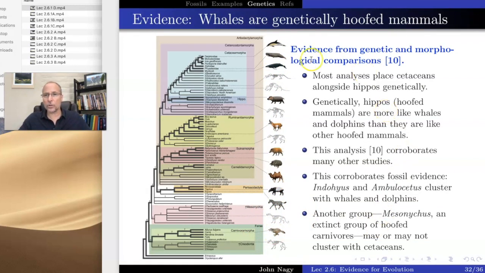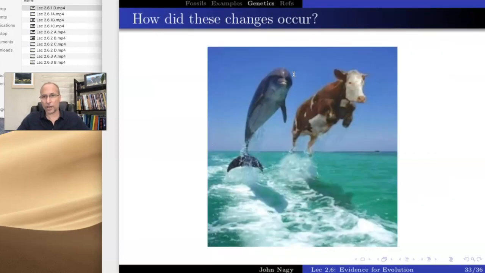But the point is that this analysis and others that are like it, this is one of the most complete ones, which is why I'm using it, always agrees with the other analyses that whales and dolphins are right close to or within the hoofed mammal group. So the fossil record is tending to agree with the genetic record and the genetic evidence. So this is really quite a fascinating thing. It appears to be this is the situation.